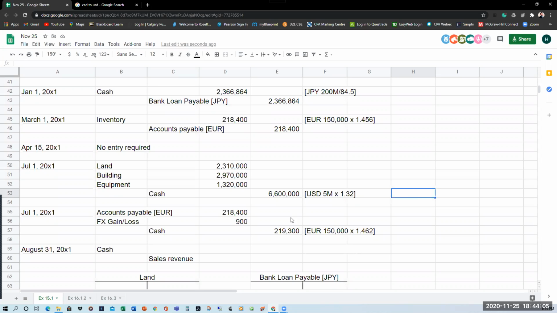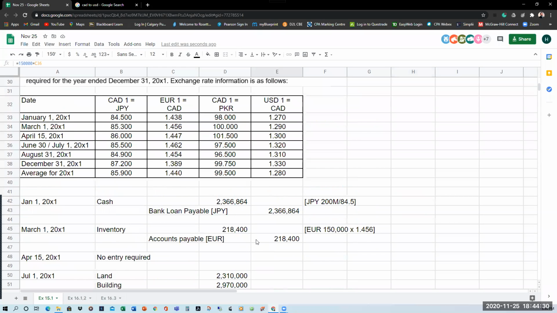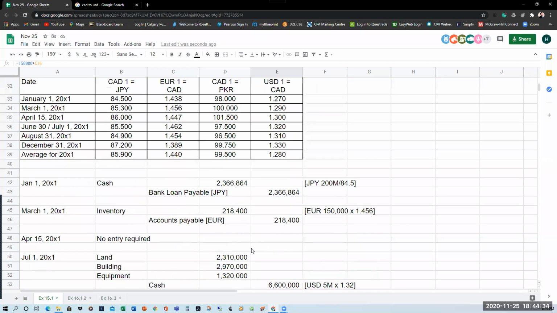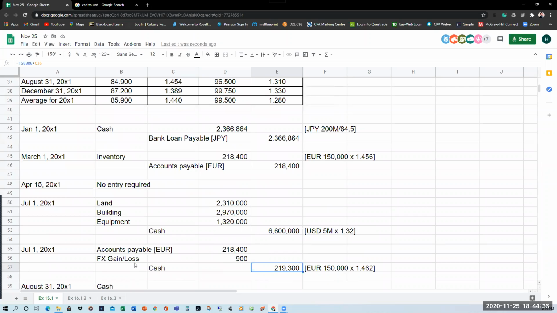So this here is an FX loss, right? On the accounts payable, this difference, you settled an accounts payable liability of 218,400 and you had to pay 219,300. You had to pay more to settle. The difference represents a loss for us, and that loss is because of changes in the foreign exchange rates, right? So that's the FX loss for us here.